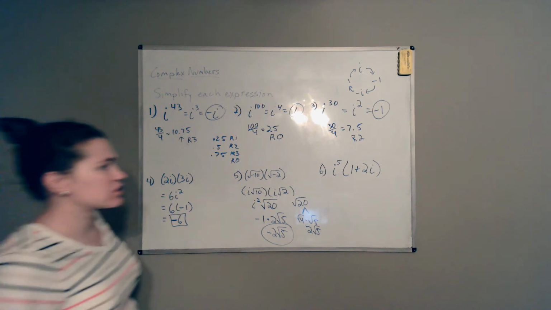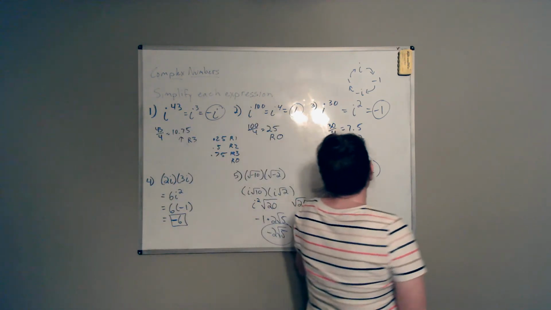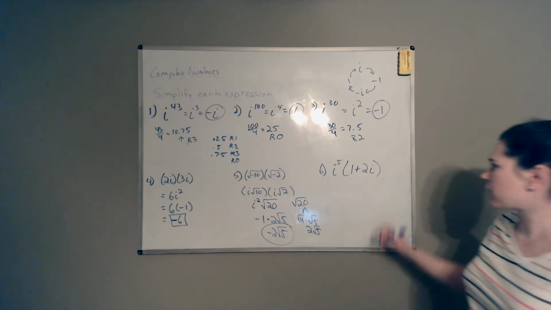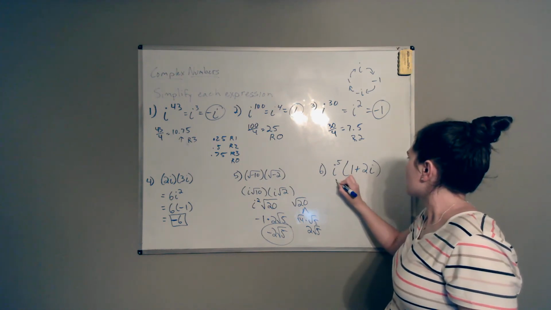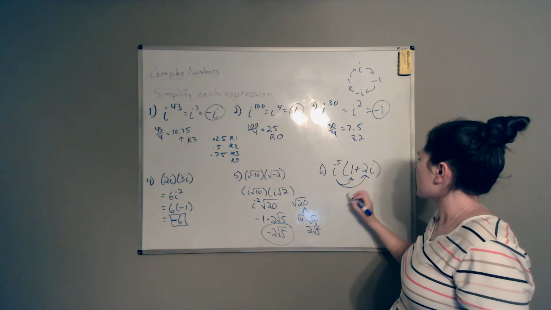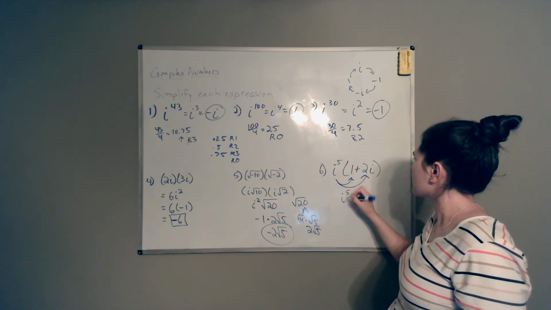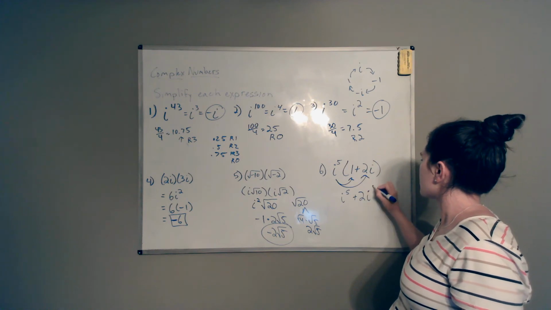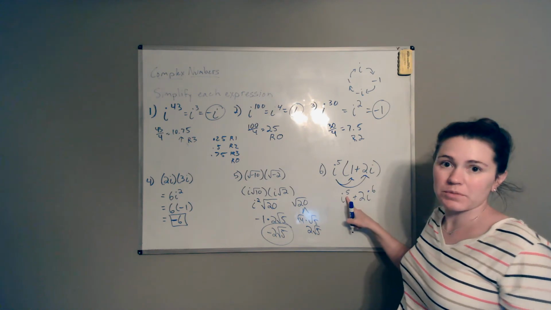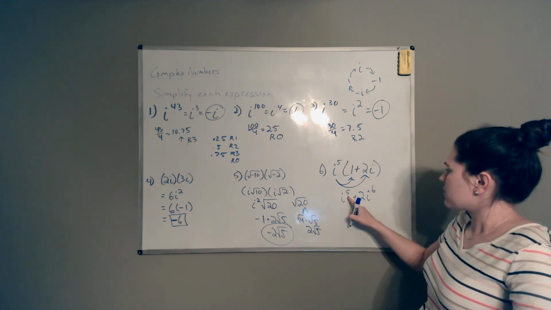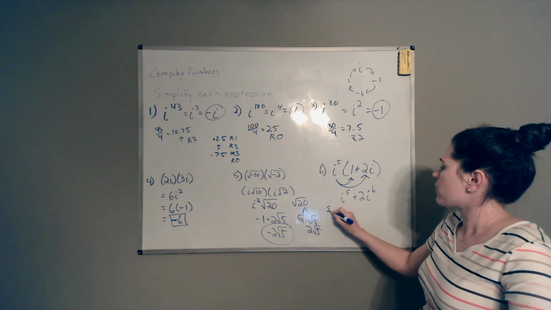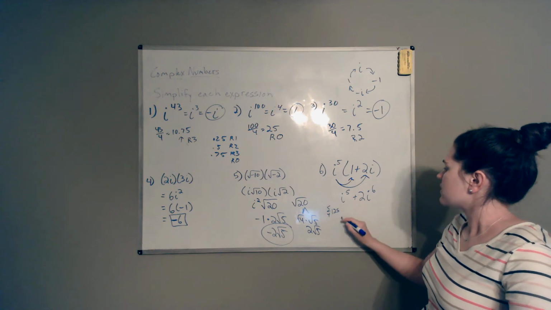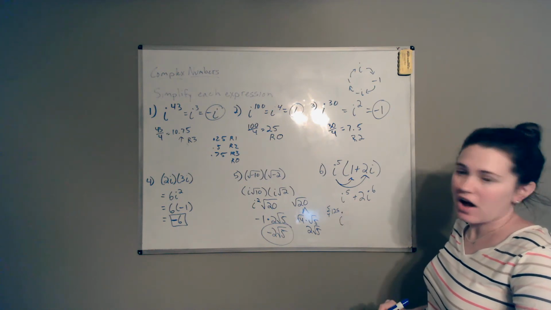Okay, in number 6, it says we're going to take i to the 5th and multiply it by this complex number 1 plus 2i. So we've got to multiply. i to the 5th times 1 is i to the 5th. i to the 5th times 2i is 2i to the 6th. i to the 5th, you need to simplify down. That's going to be 5 divided by 4, right, is 1.25. So i to the 5th is the same as i to the 1st, which is just i.